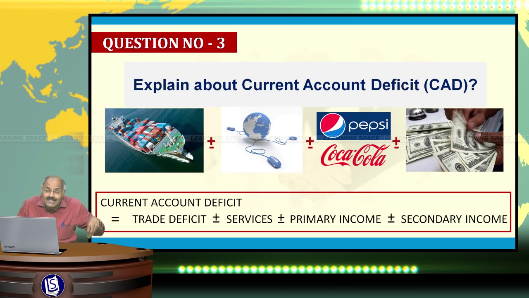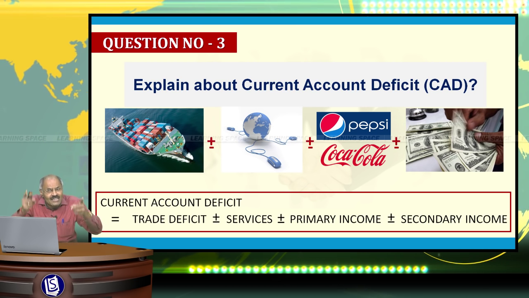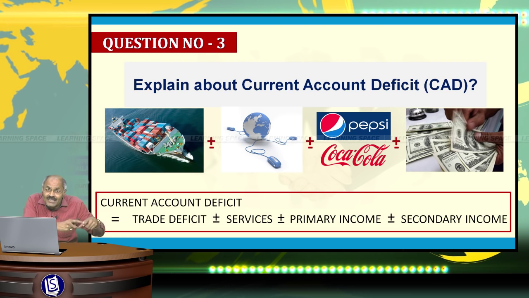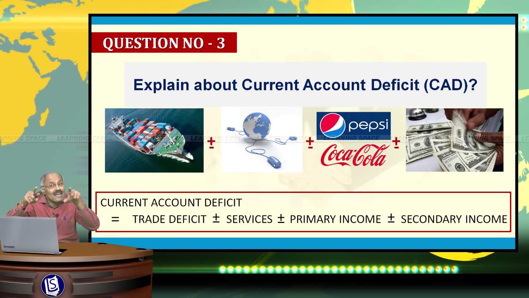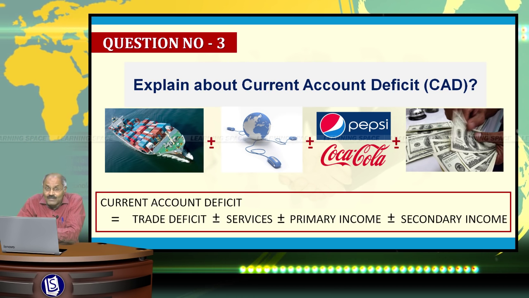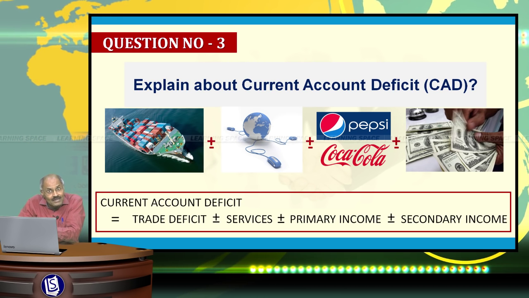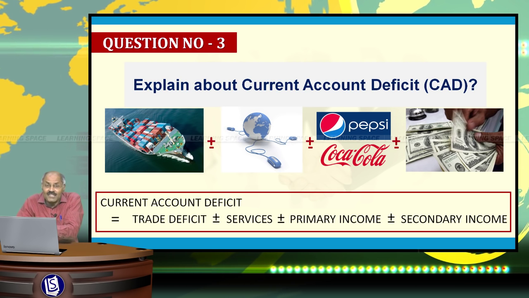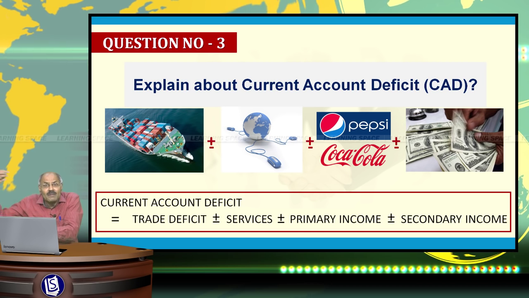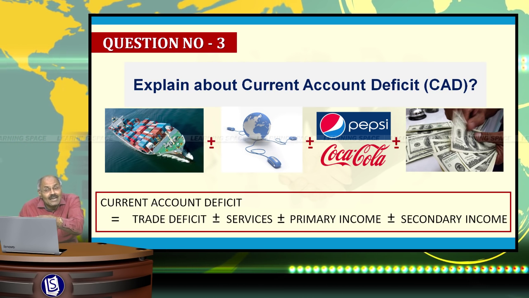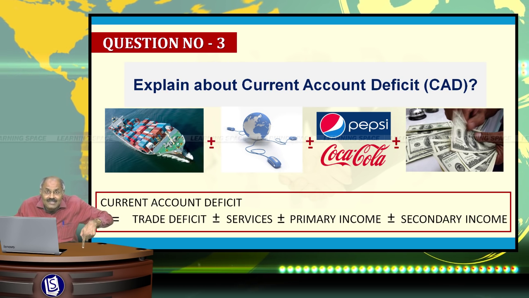If someone asks about current account deficit, tell in clear terms, it is the sum total of trade deficit plus services minus primary income. If someone asks what is primary income, you have to tell. Multinational companies like Coca-Cola, Pepsi, Nestle invested in our country. They will take royalty payments, they will take interest payments, they will take profit. So that is primary income. That is negative for our country.